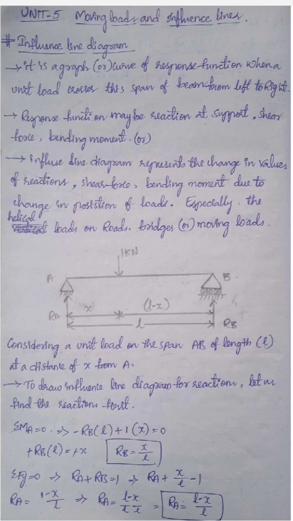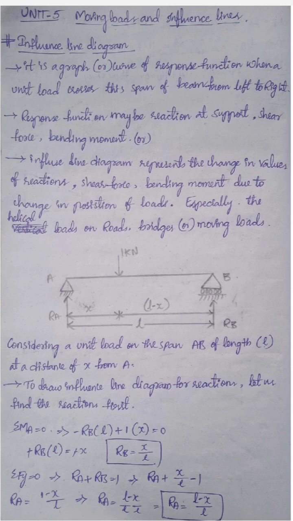This response function may be reaction at support, shear force, or bending moment, etc. Or we can also define it as: an influence line diagram represents the change in values of reactions, shear force, bending moment due to change in position of loads, especially the vehicle loads on roads, bridges, or moving loads.